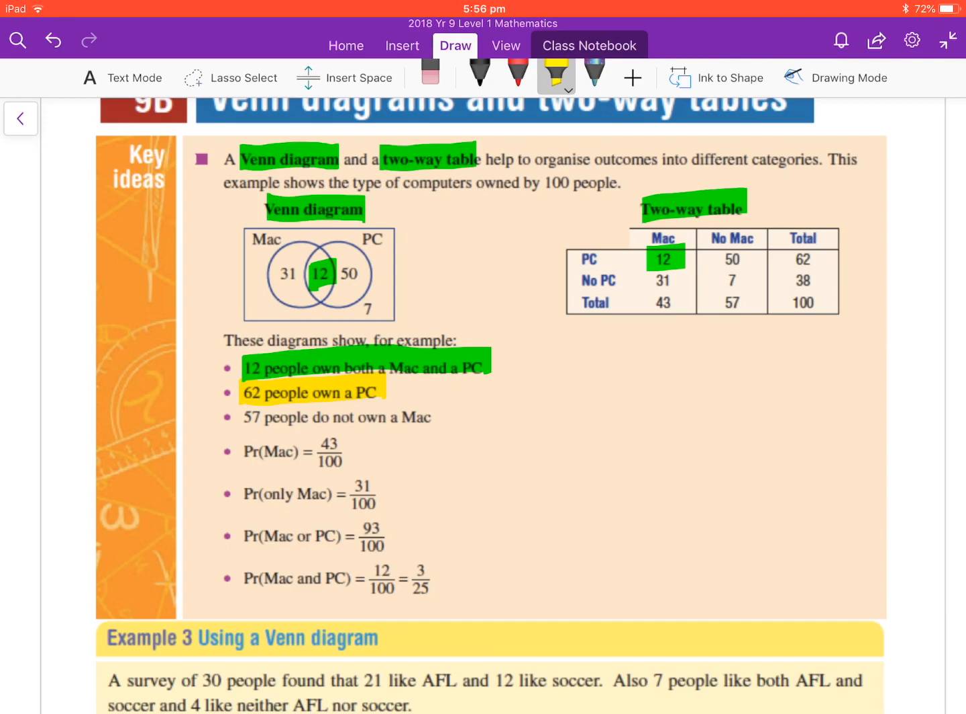All right, now bear in mind that this is combining the people who, they didn't use the word only, and that's where you just need to be very careful with this topic, is that it includes the people who also own a Mac, so hence how they get the answer of 62, and that's where that answer comes from in the table.